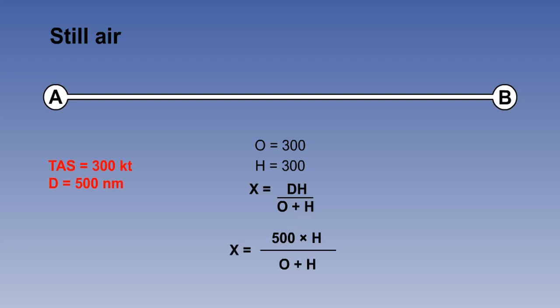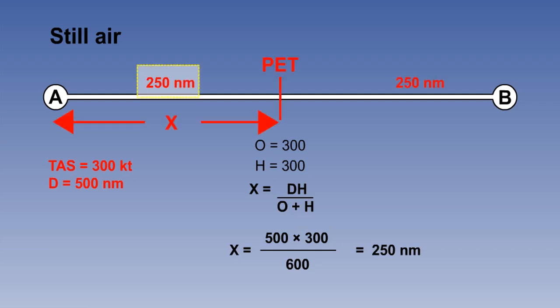D is 500, and O and h are both 300. So x, the distance to the point of equal time, is 500 times 300 over 600, which comes to 250 nautical miles. This is halfway, which was exactly what we found when we did a still air example earlier.